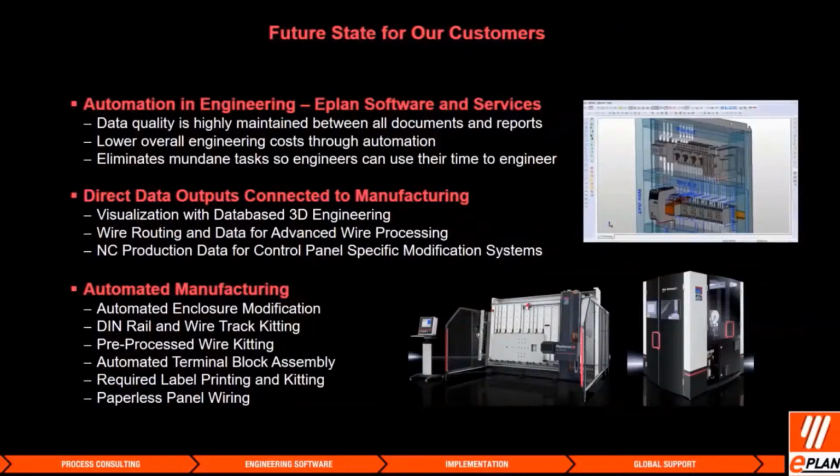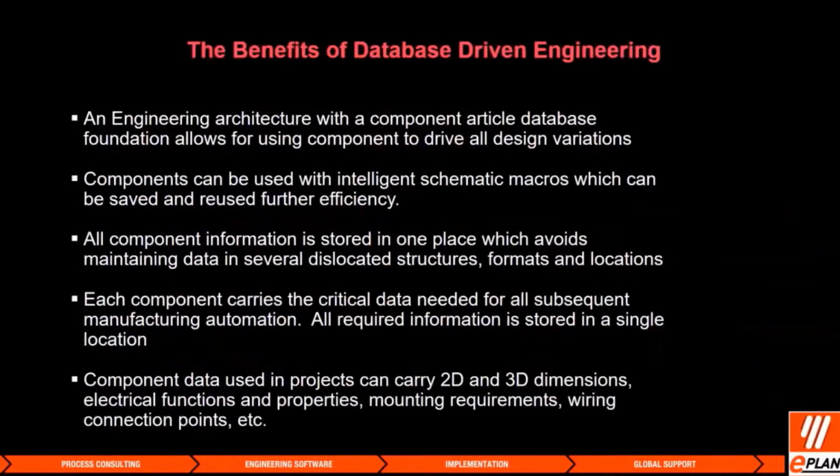And outside of those steps we can also help automate and streamline DIN rail and wire track kitting, automated terminal block assembly should your company use a lot of terminal blocks in production, all the required label printing and kitting requirements for the panels, and then just showing a method of paperless panel wiring. So really trying to get the paper off the floor and work in a more digital environment.